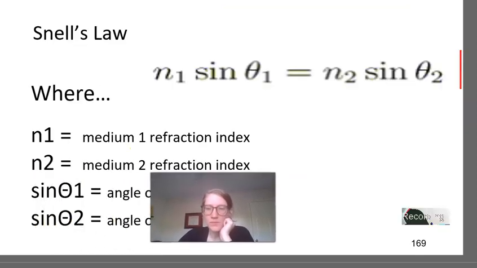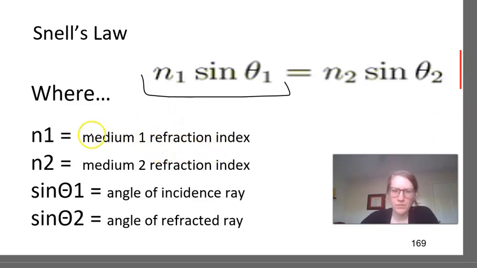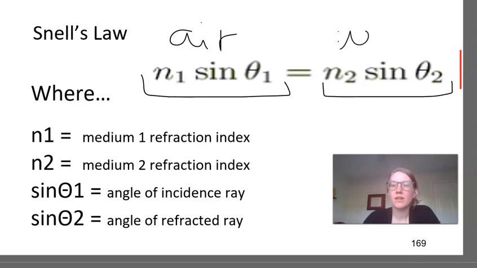All right, this is our formula. N1 sine theta 1 is equal to N2 sine theta 2. So this whole part of the formula deals with the first medium, usually the incident medium. And then this part of the formula is the refracted one. So if we are going, like our example that we've been using, from air to water, then this would be air and this would be water.